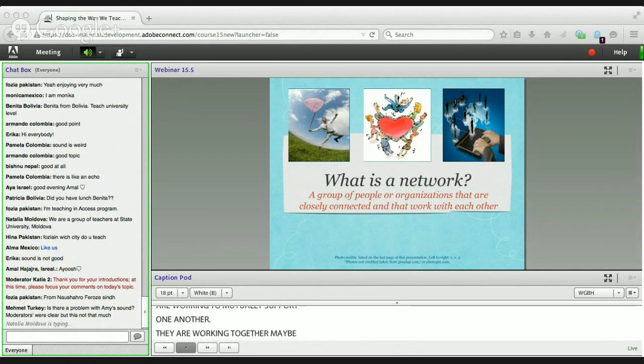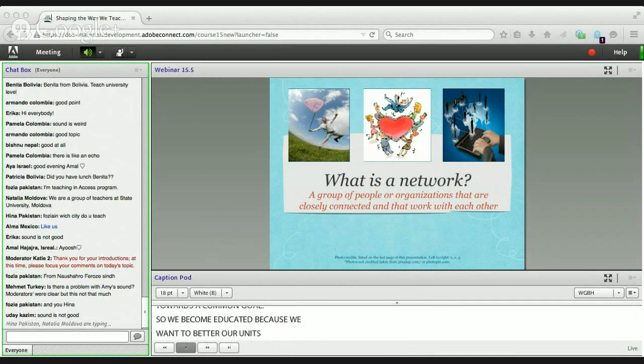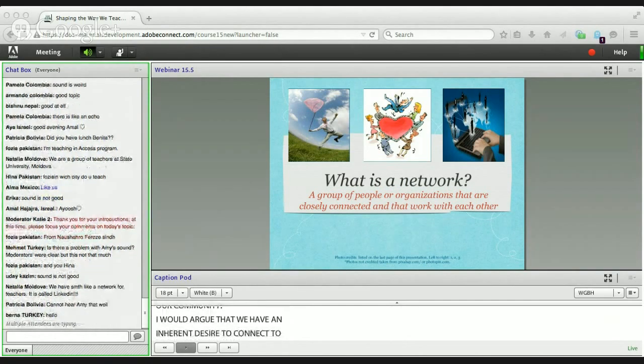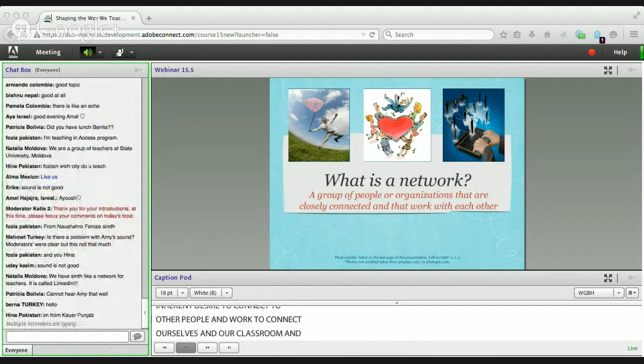So we become educators because we want to better our students' lives, which may in turn better our communities. So I might argue that we have an inherent desire to connect to other people and work to make ourselves and our classroom and our students and even our communities better tomorrow than they are today.